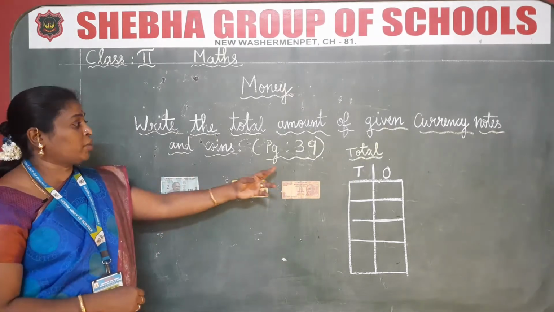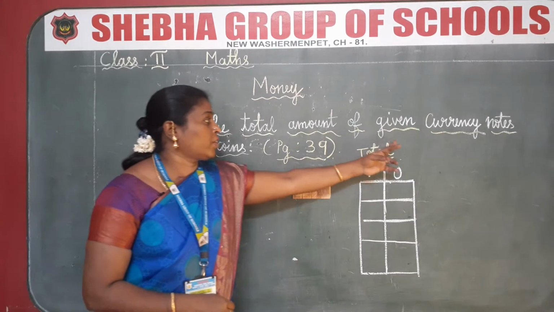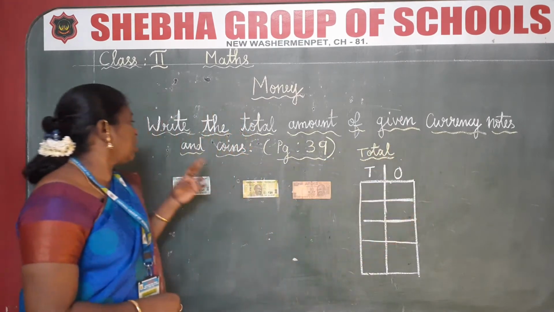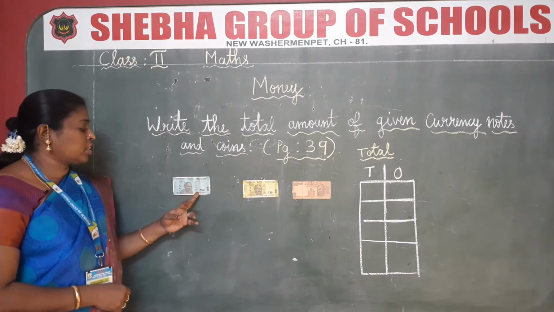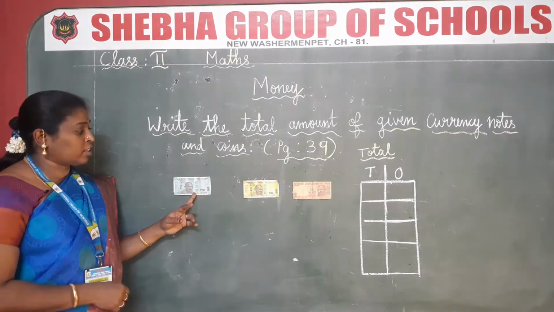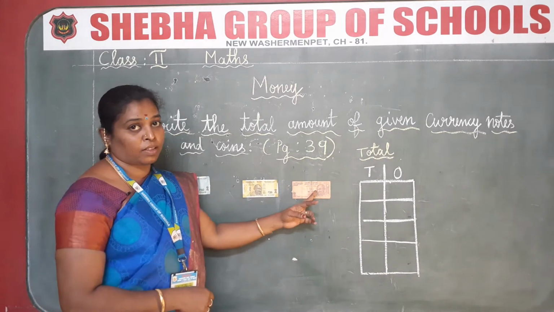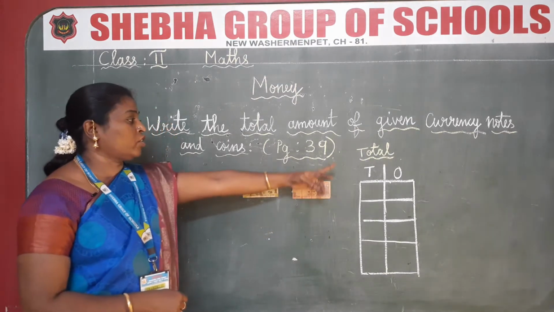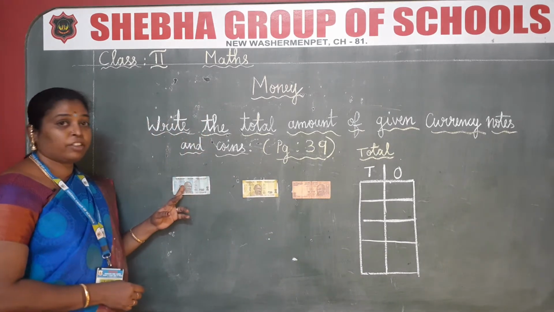Students, take page number 39. Write the total amount of given currency notes and coins. See, this is 50 rupees currency note, 20 rupees currency note and 10 rupees currency note. Now we are going to write it and find the total amount. First we have to write 50 rupees.